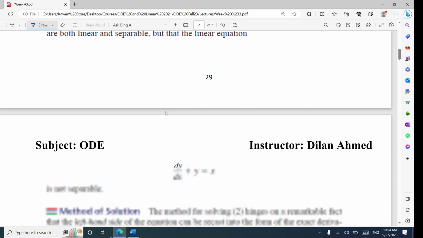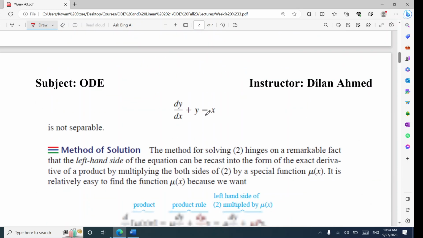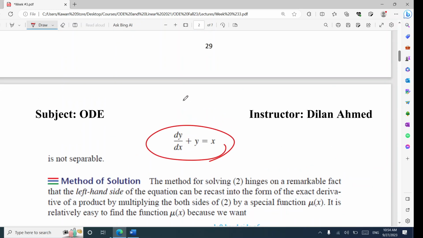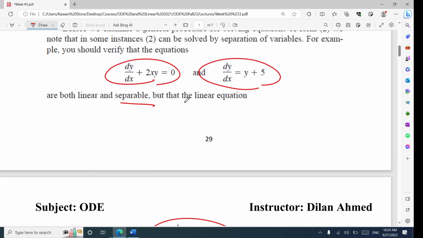This is the first point. The second, look here. He mentioned something important for the students. He says sometimes you can solve this one by the separable method, but in an example like that, you cannot solve it by separable. So sometimes you have the option to solve by separable or linear, up to you.